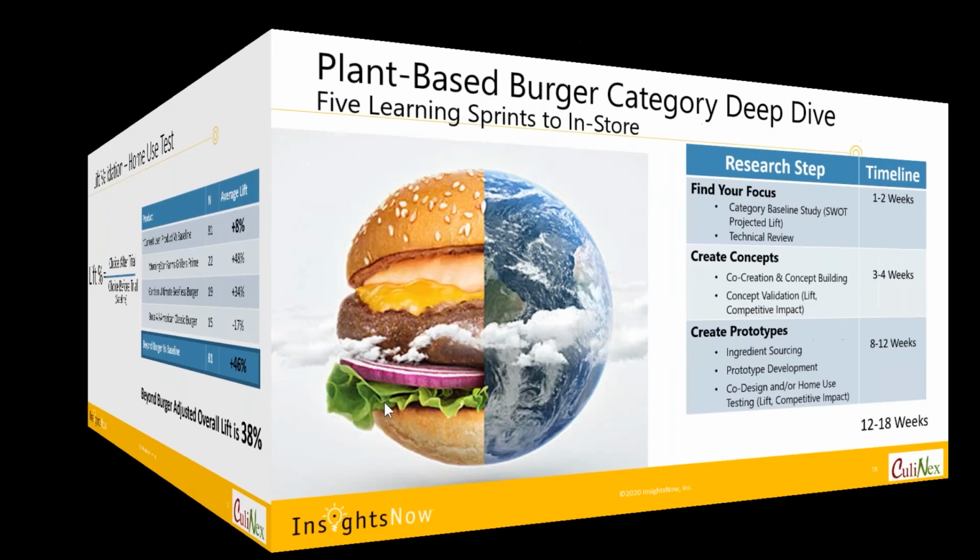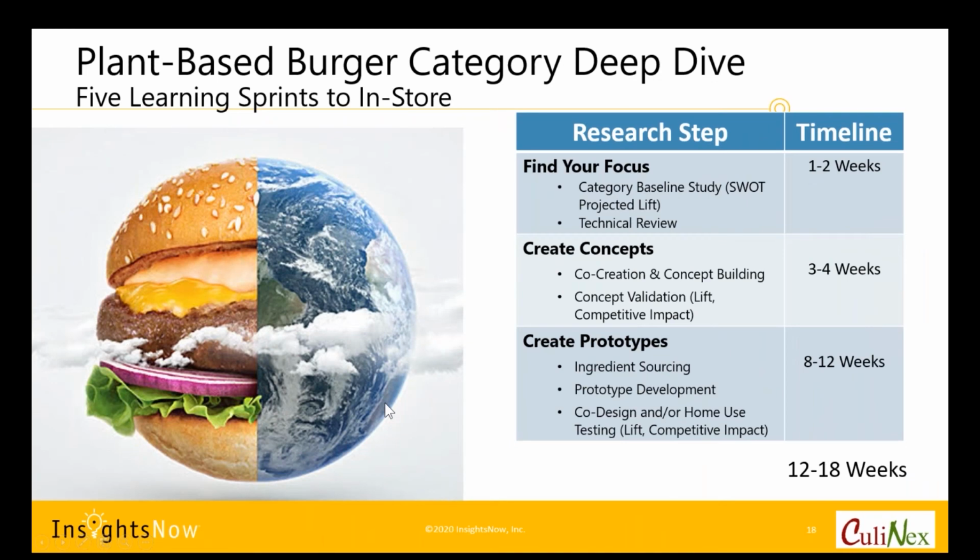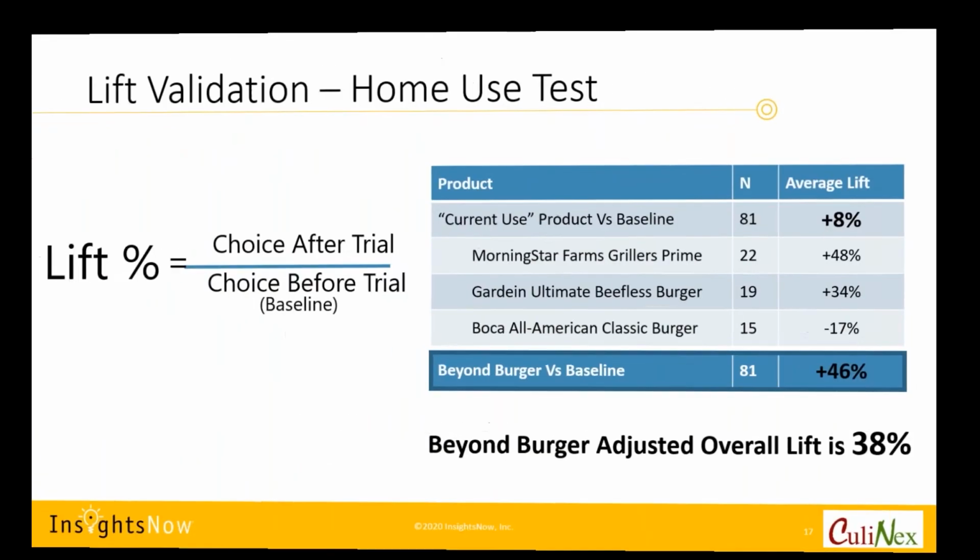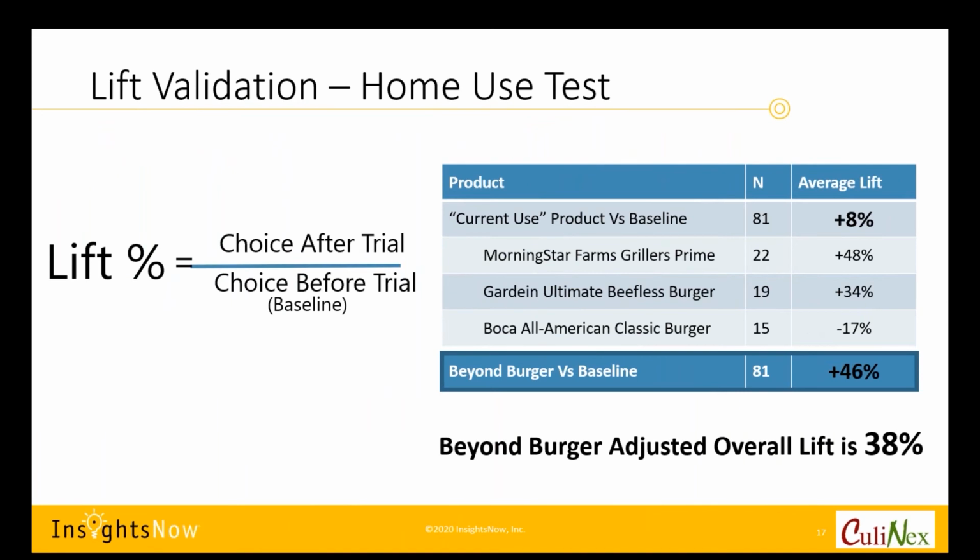Now, just to be clear, Dave, there was no change in the Beyond Burger product. They simply got a baseline score from the research pre-trial, and then you had people taste the product post-trial. And right, Beyond Burger obviously was a much more appealing product than people thought it was going to be. And they saw that 38% lift, essentially bringing Beyond Burger to the top of the category.